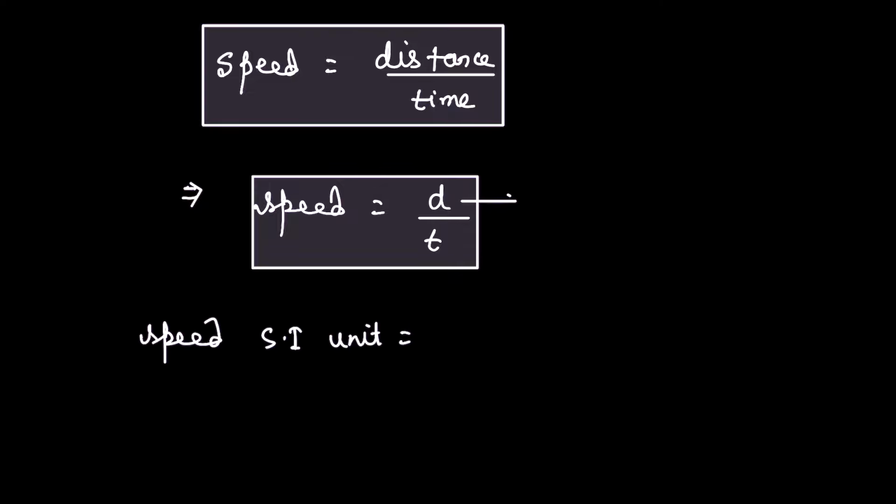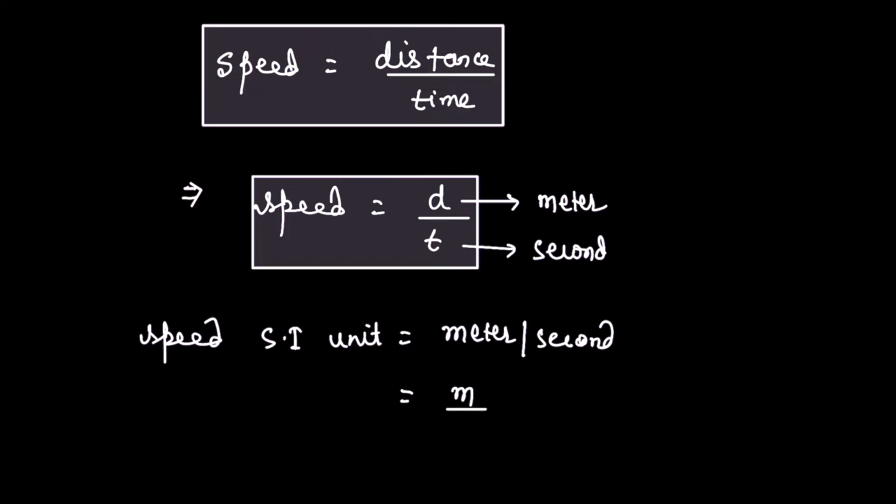Distance is represented as meter and time is represented as second. So the SI unit of speed is meter per second. It is also written as ms minus 1. So what happens if we have a path and here is a car on this road? If this car moves, what will happen? Distance will change. And when it is moving, definitely time is also changing. So when we take a relation between distance and time, that is called speed.